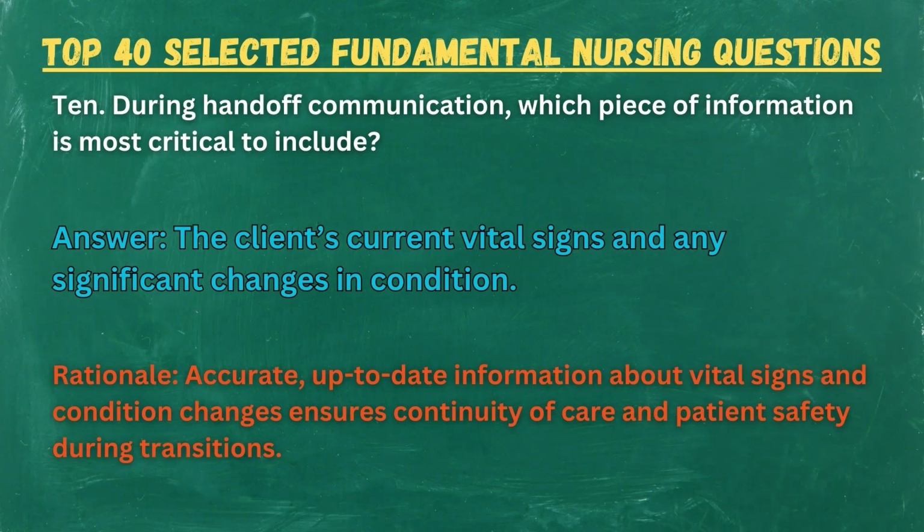10. During handoff communication, which piece of information is most critical to include? Answer. The client's current vital signs and any significant changes in condition. Rationale. Accurate, up-to-date information about vital signs and condition changes ensures continuity of care and patient safety during transitions.